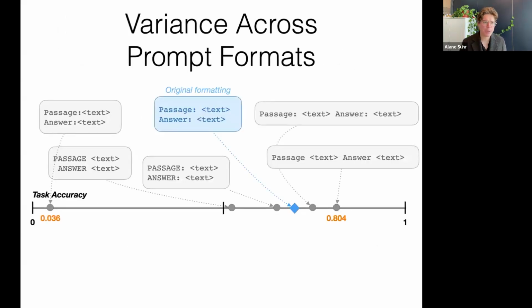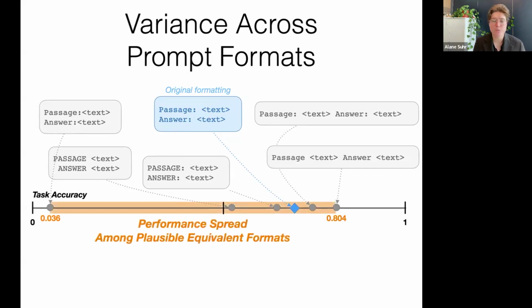Okay, so what we're exploring here is the variance of these models across different prompt formats. For example, if we have a task where we have some kind of passage and then we need to answer something about it, we could reformat this task by modifying different spacing or different capitalization or things like this. None of these changes should really influence the performance of the model because they don't change the underlying semantics of the task. Yet we do see a huge range of performance across these different formats.